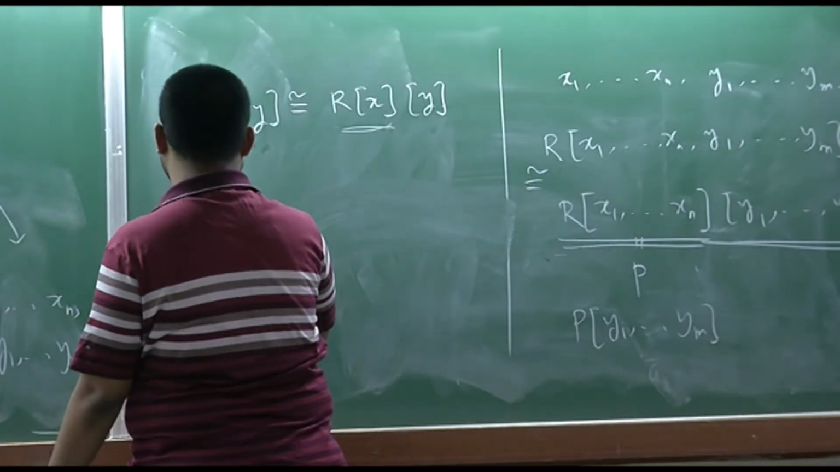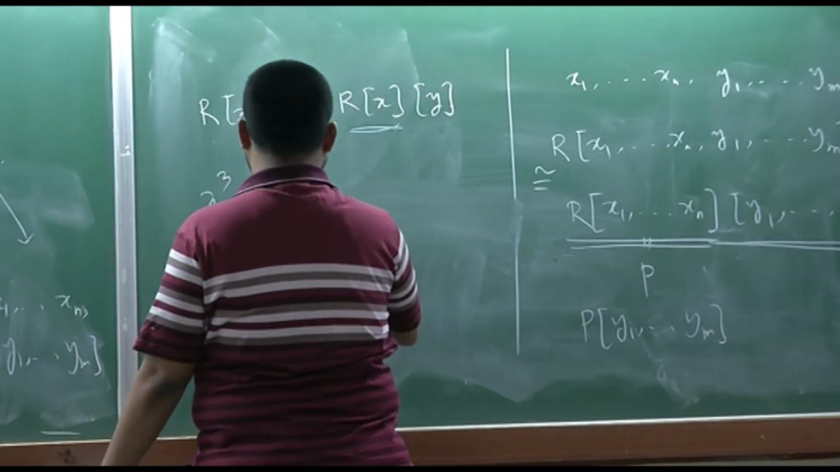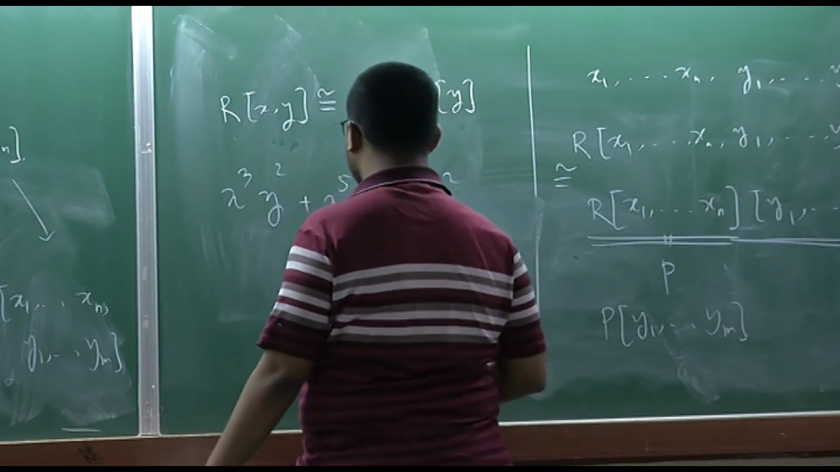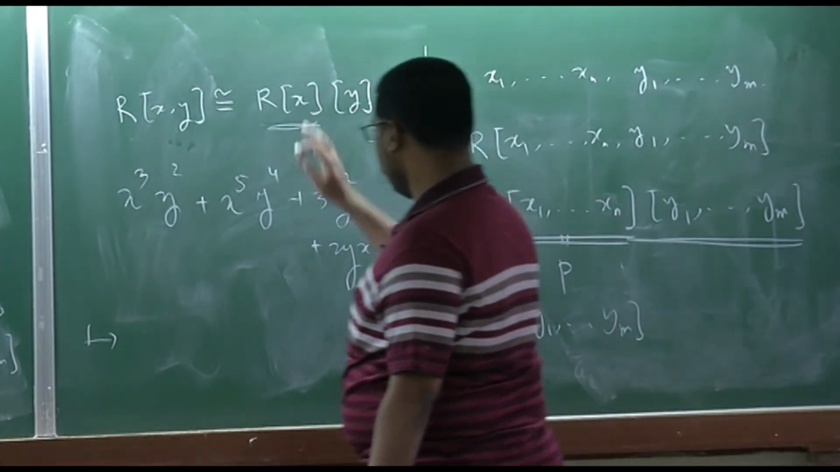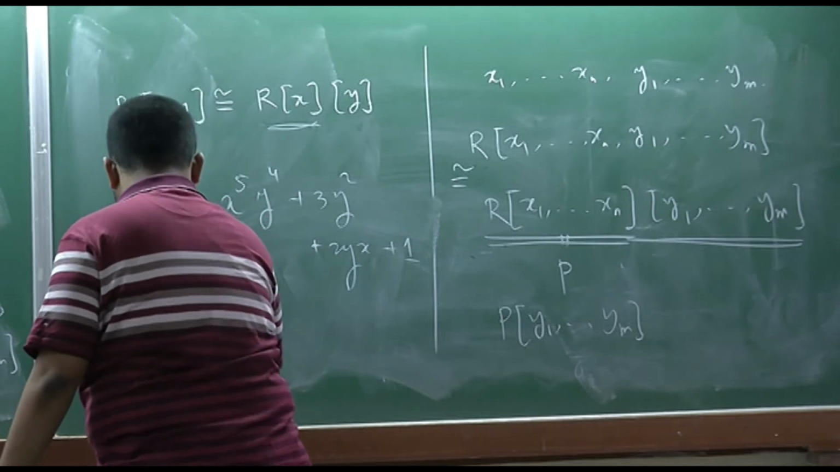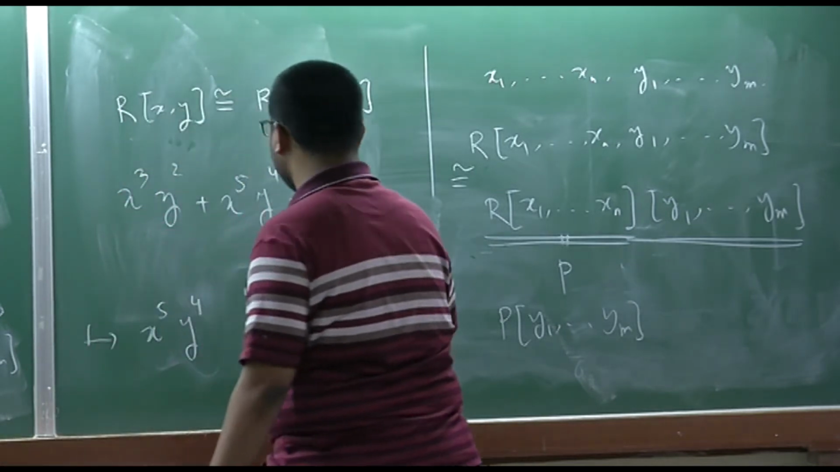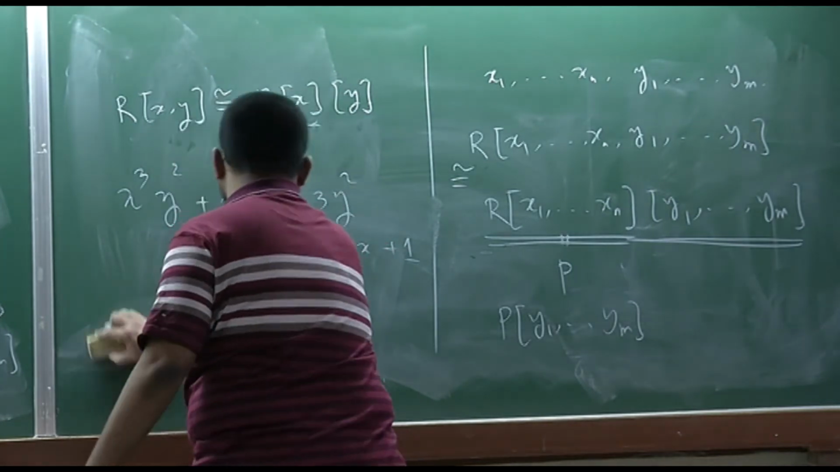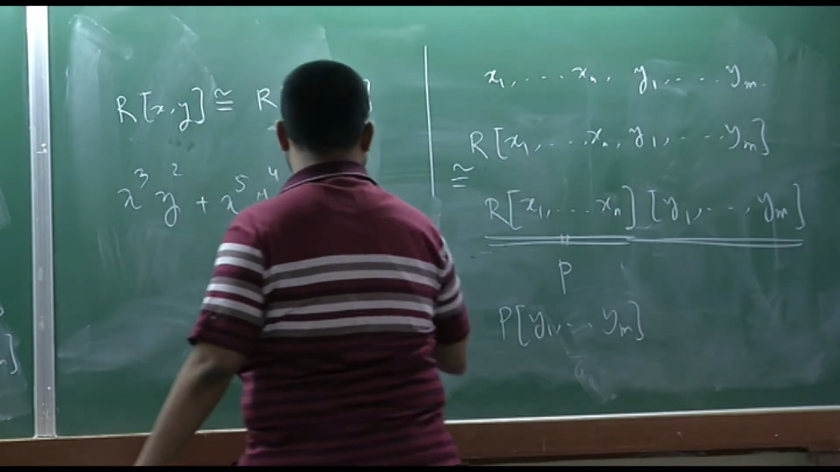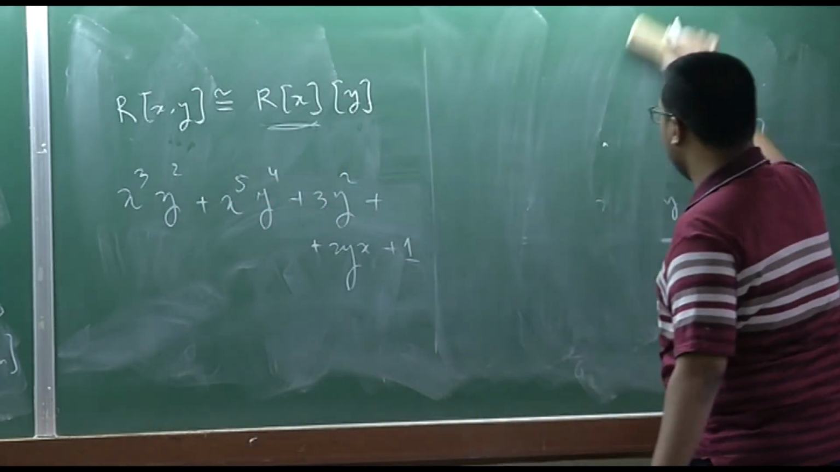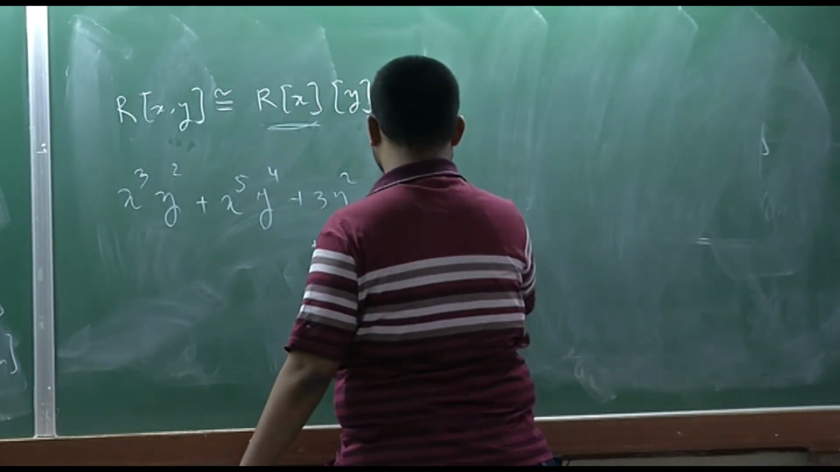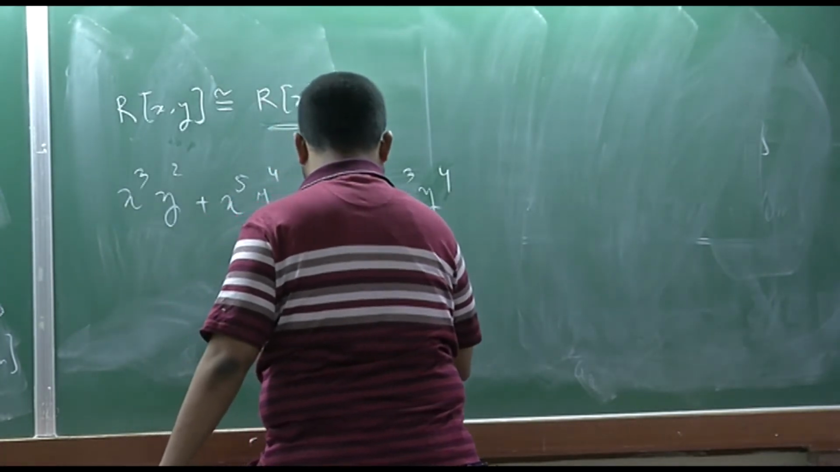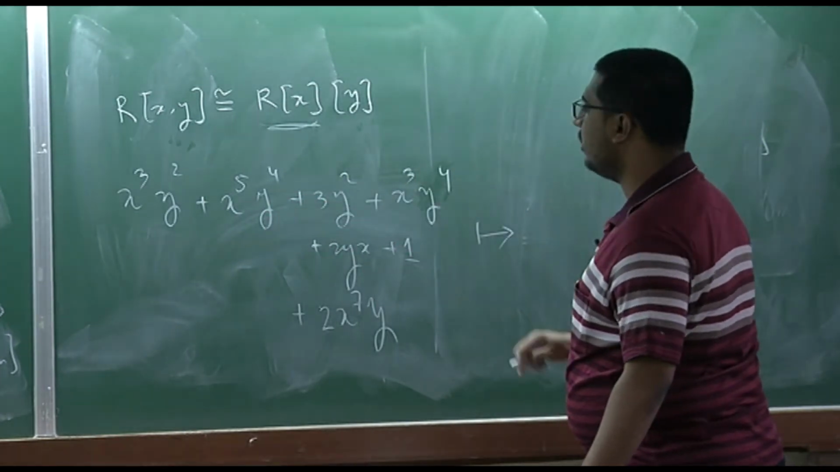polynomial, let me show you by an example, x cubed y squared plus x^5 y^4 plus 3y squared plus 2yx plus 1. So, where is it being sent? Here it is simply being sent to... So, how do we see it here? Okay, let me introduce some more terms so you understand what I am talking about. Let me add x cube y to the power 4, and let us say 2x to the power 7 y. Okay. If this is my polynomial, where is it being sent to?